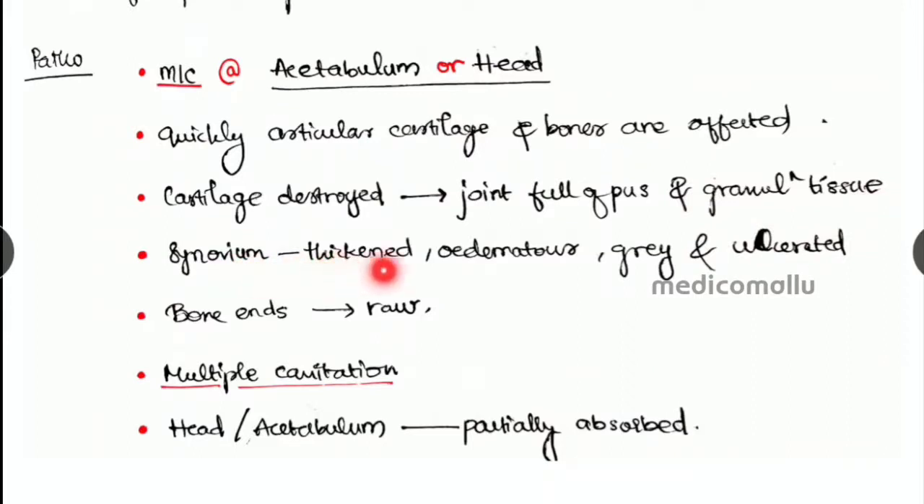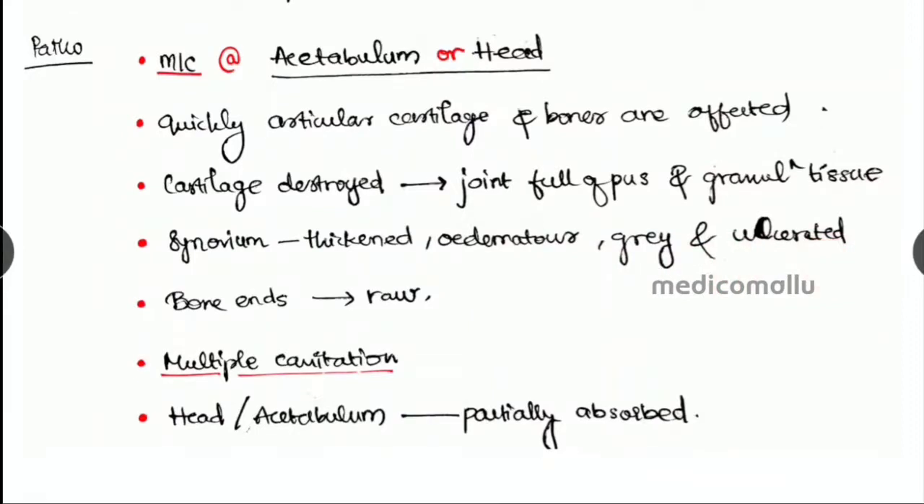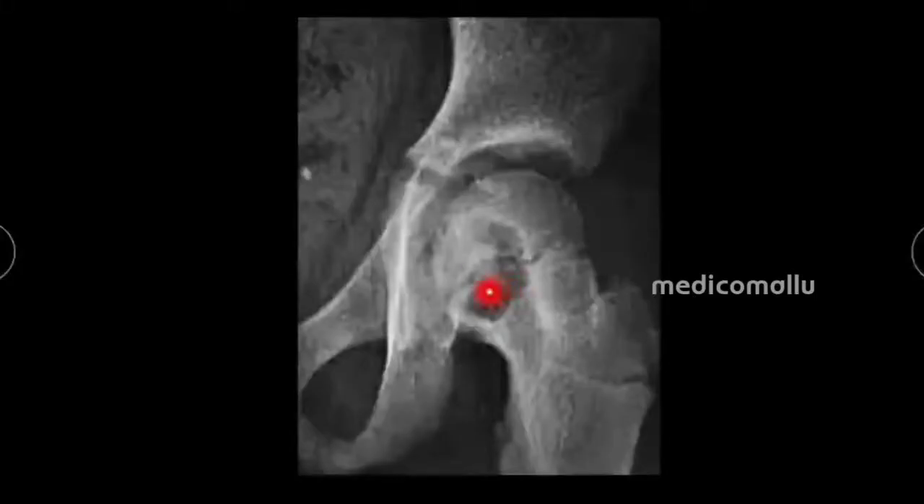The synovium will get thickened, edematous, grayish and ulcerated. The bone ends become raw. There will be multiple cavitations, which are a pathognomonic feature of this tuberculosis. The head or the acetabulum will get partially absorbed also. And this is the cavitation seen in tuberculosis of the hip joint.